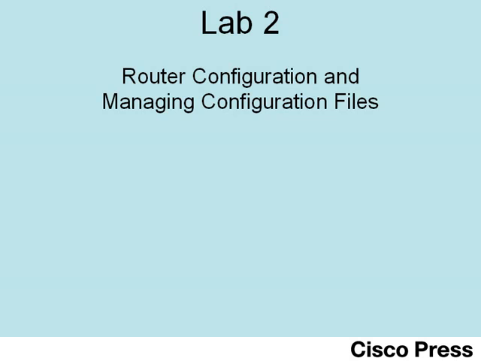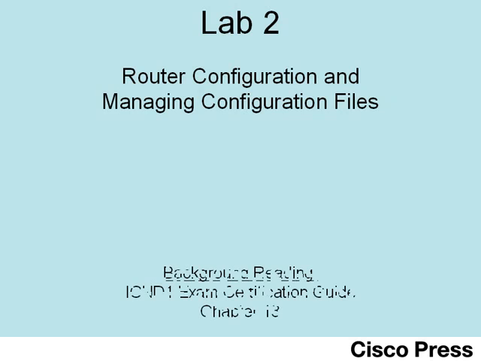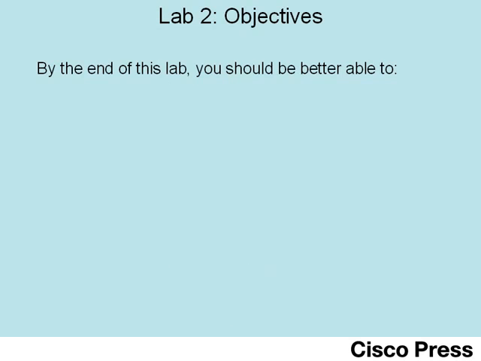Hello and welcome to ICND1 Lab 2, Router Configuration and Managing Configuration Files. For those of you using the Cisco Press exam certification guides, this lab demonstrates some of the key concepts shown in the ICND1 books, Chapter 13. This lab has three main objectives.